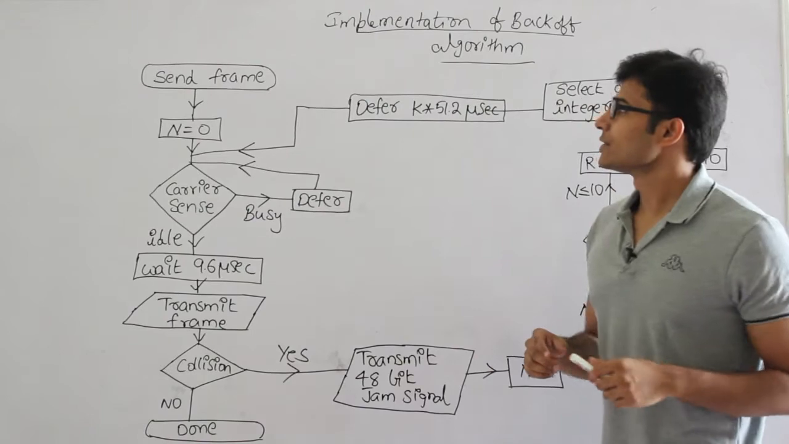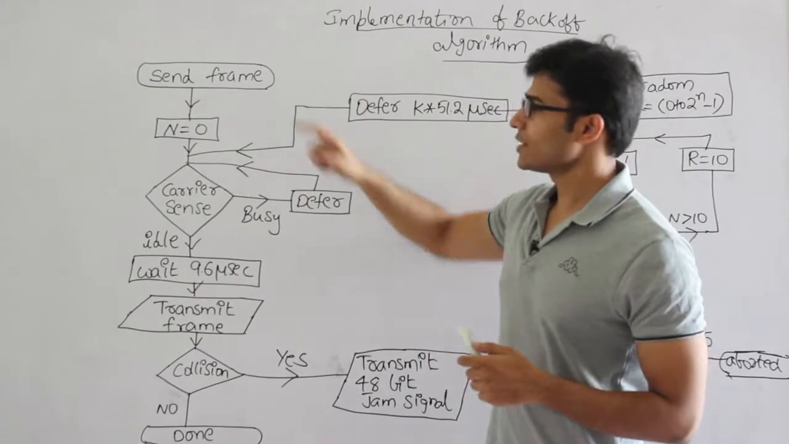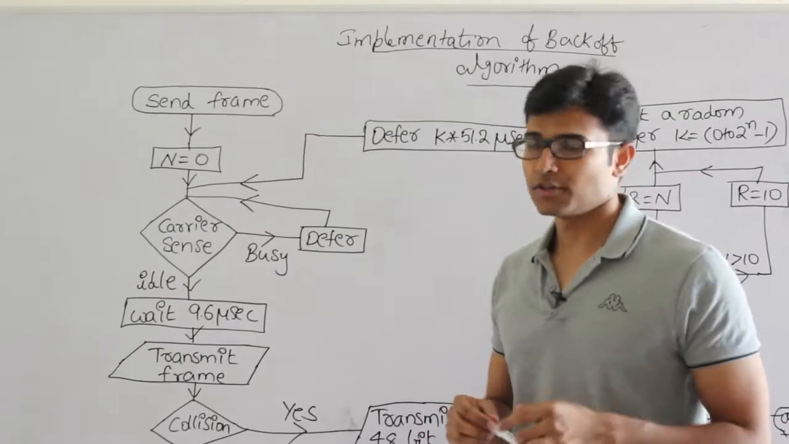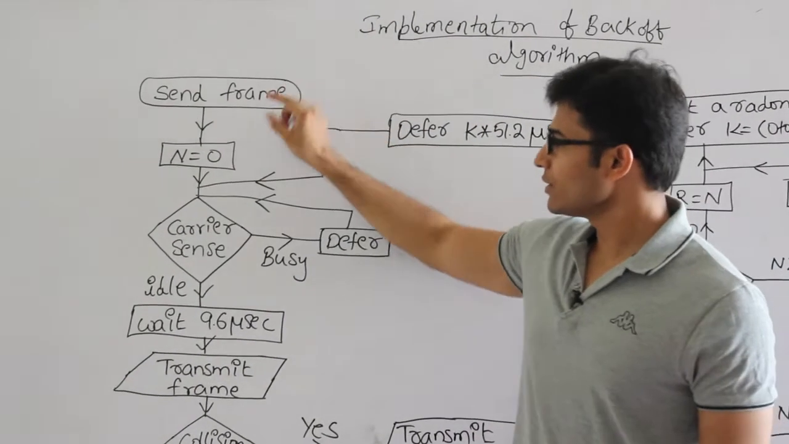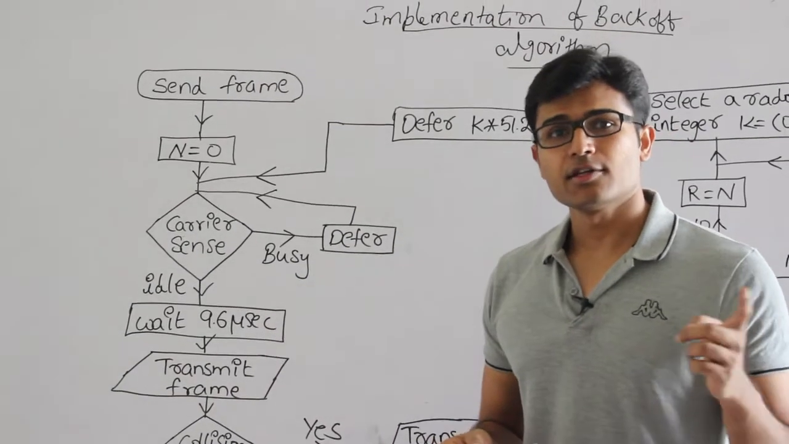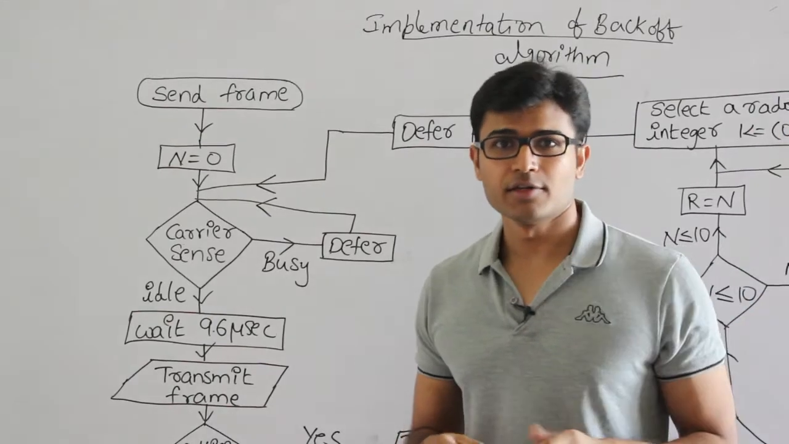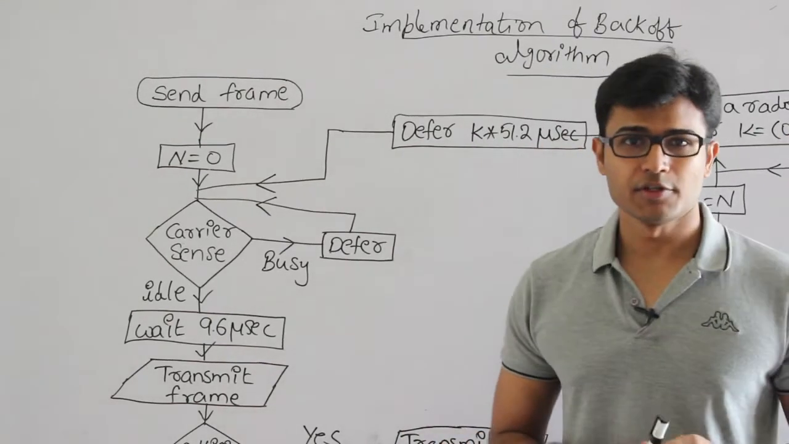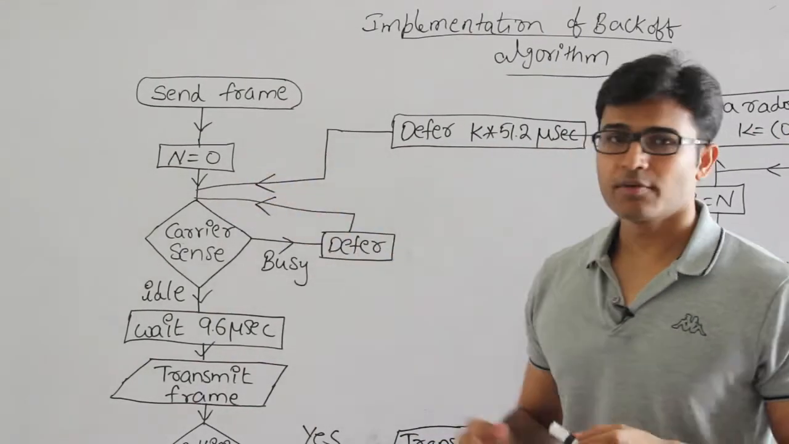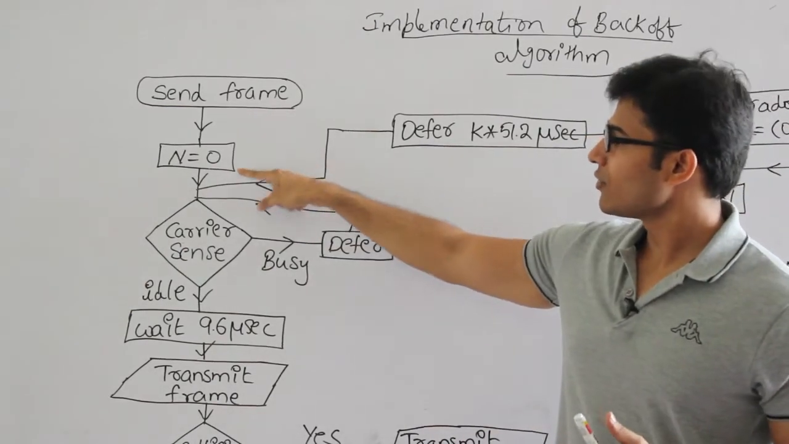Now see this. If a station wants to send a frame, first the command send frame is given to the station. Then it will take the frame and set n equal to 0. Do you remember? N is nothing but the collision number. I told you when I was discussing the back-off algorithm that n is the collision number, which means initially the collision number for the frame is 0. Now that frame will be given.